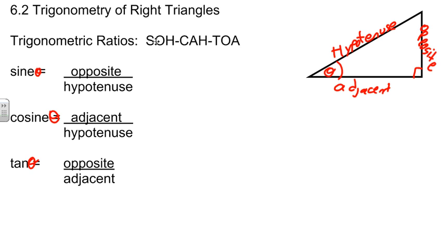So if you've heard of SOHCAHTOA, that's just a quick little thing to help you remember: sine is opposite over hypotenuse. Cosine is adjacent over hypotenuse. And then tangent is opposite over adjacent. TOA, tangent is opposite over adjacent.